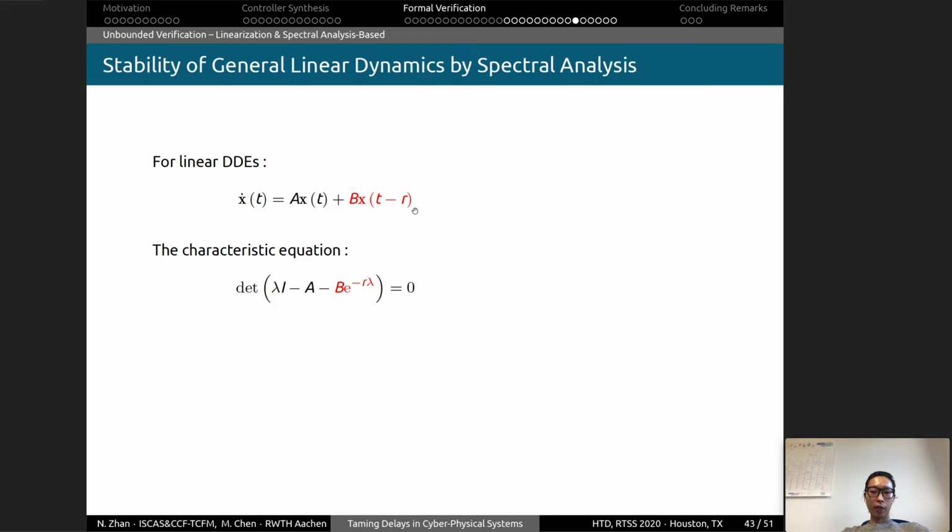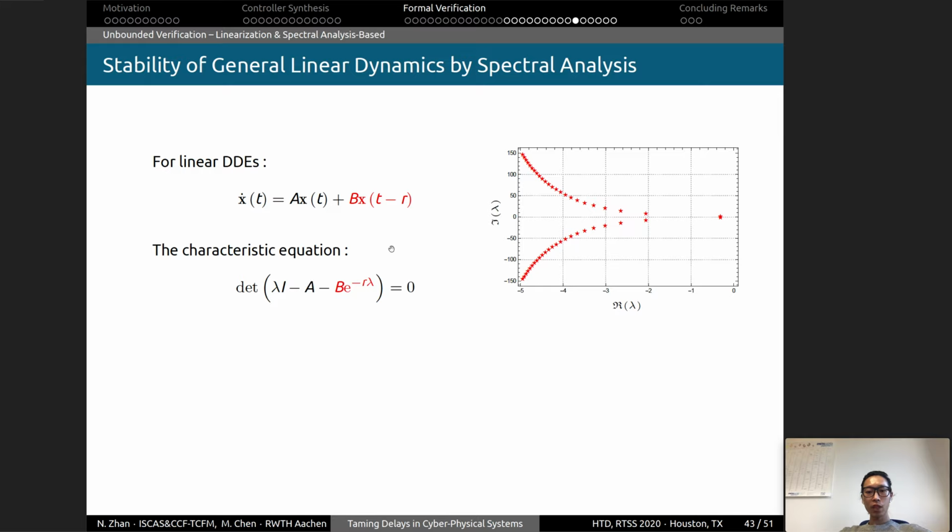All right, and if we can solve this characteristic equation and plot all the roots of this equation in the complex plane, we get something like this. So every star here is a root to this characteristic equation in the complex plane. Well, a nice thing is that if all those roots have negative real part, that means we can find some negative bound alpha here, such that all those roots lie on the left-hand side, then this linear system is actually exponentially stable.